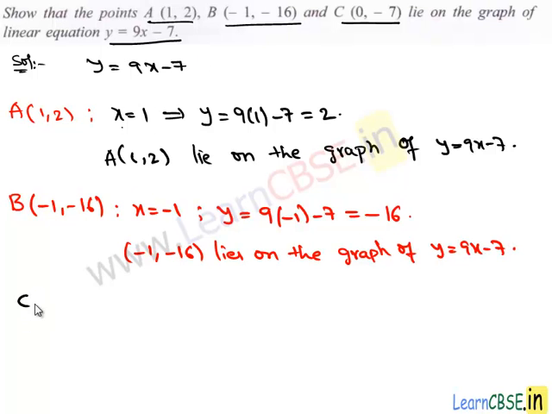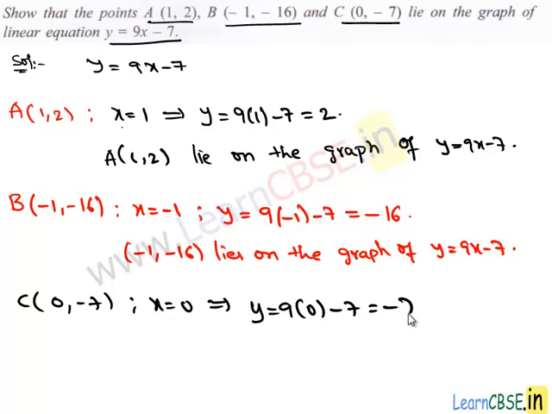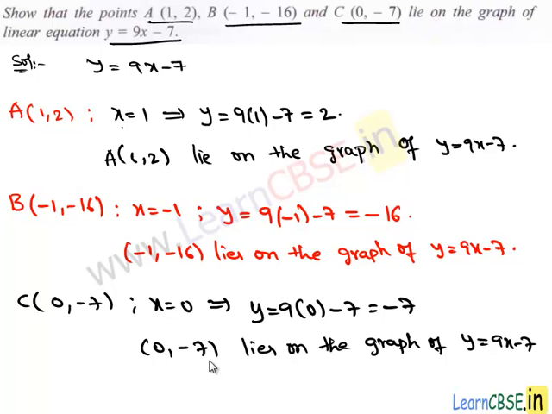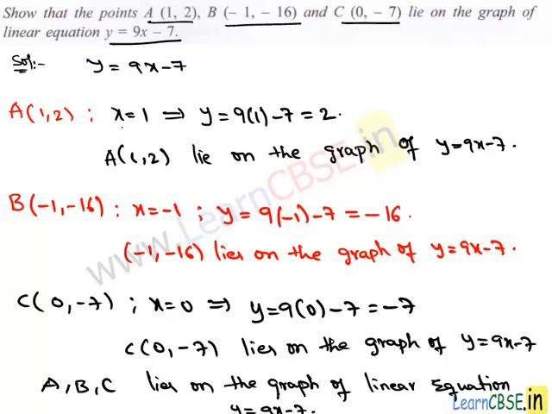Similarly, we have the third point, which is (0, -7). Let's take its x coordinate, that is 0, and substitute it in the equation y is equal to 9x minus 7. We have y is equal to 9 times 0 minus 7, which is equal to -7. Therefore, (0, -7) lies on the graph of y is equal to 9x minus 7. From these three statements, we can say that A, B, C are the 3 points which lie on the graph of the linear equation y is equal to 9x minus 7. And this completes our solution.